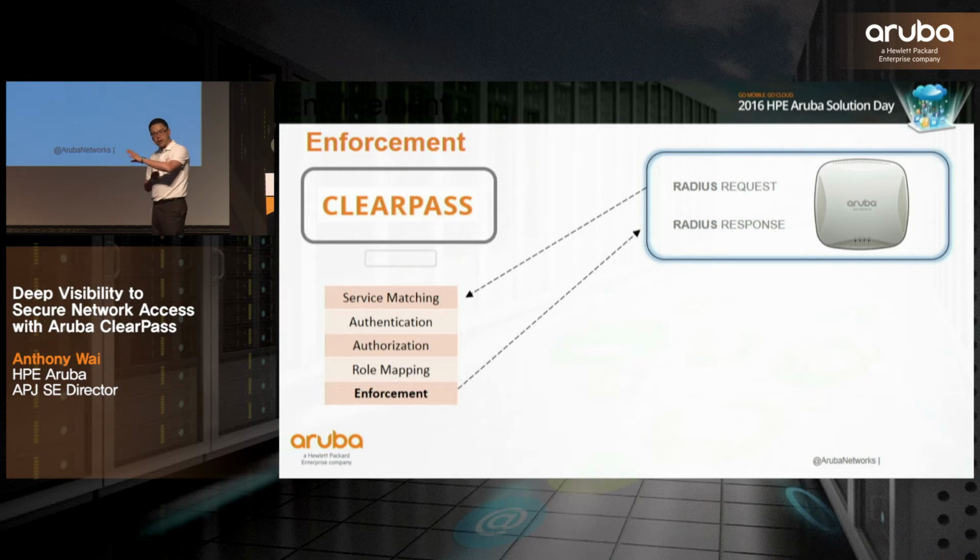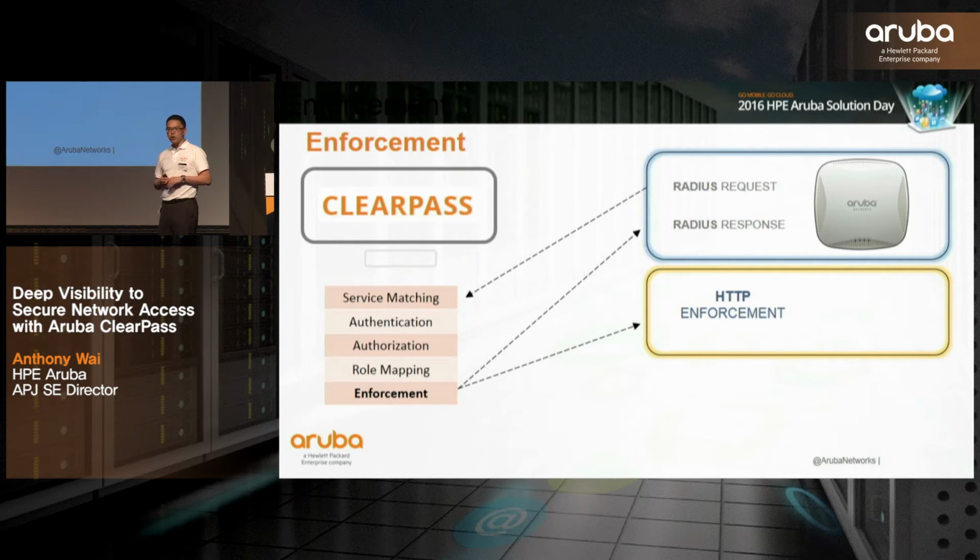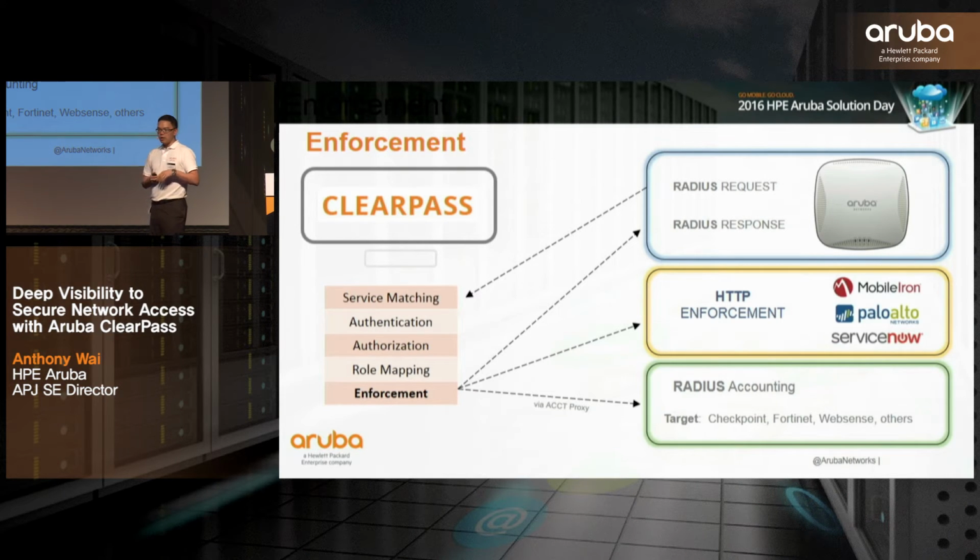So enforcement in the past is rather simple. I am a RADIUS server. I only talk to certain network devices with a RADIUS request and response. But now imagine with ClearPass Exchange, you're opening up a whole avenue of HTTP clients that you can talk to. And when you think about Internet of Things, you can do a lot of different API calls with things like network devices, security devices, or even some interesting Internet of Things devices. I'll show you an example at the end.